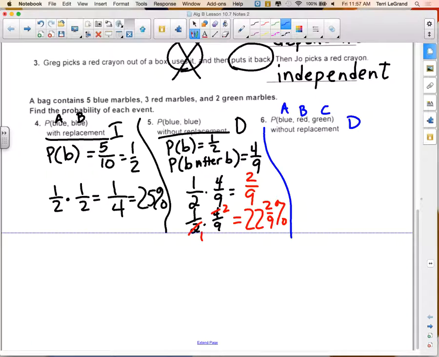Okay, so we need the probability of the first event, probability of A. You know what, maybe we should just do it like that. Maybe it'd be less confusing. Probability of event A. What's the probability of drawing a blue one? We've already figured that out, right? 1/2.